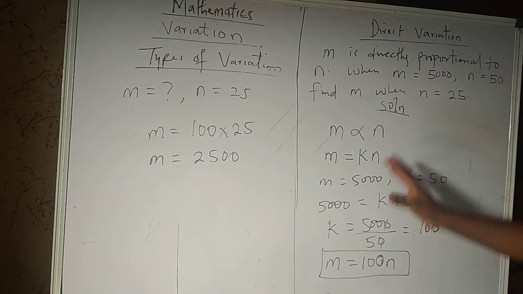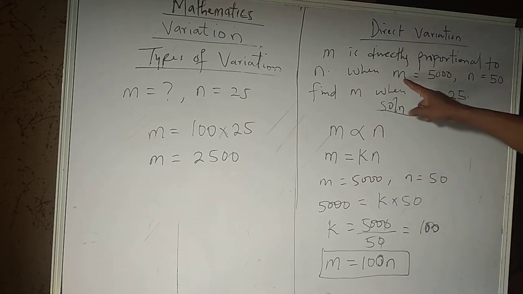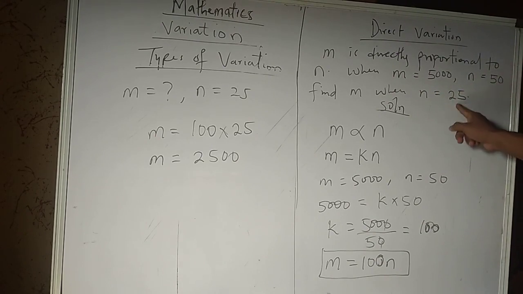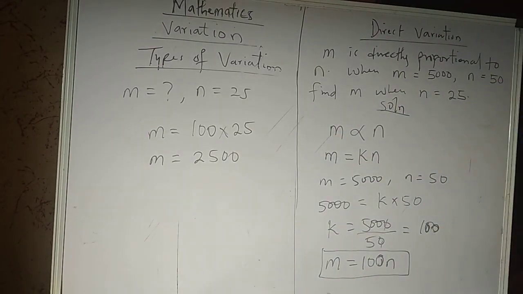Now if you look at this closely, you're going to see what we mean by direct variation. When M is 5,000, N is 50. See the value. Now N is 25. That means N has reduced from 50 to 25. M has now reduced from 5,000 to 2,500. So you see that proportionality there. Now we're going to take another example to also work on this.